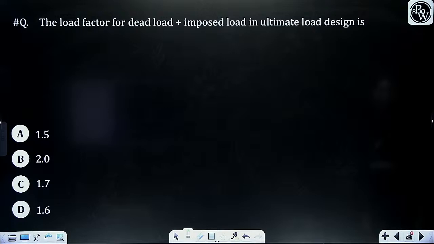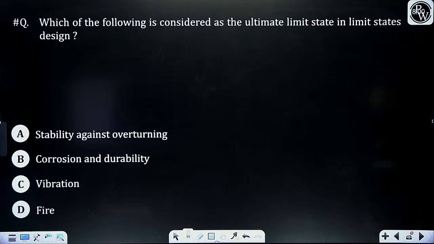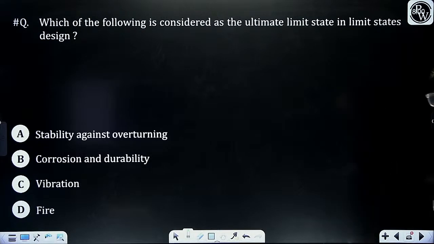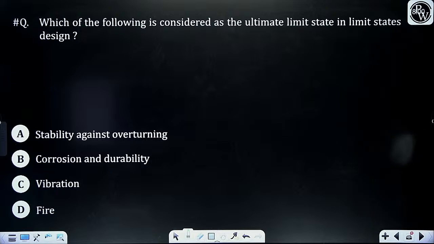Please do this question now. Please attempt this question. Very simple question. Please attempt this question once, then I will proceed further.